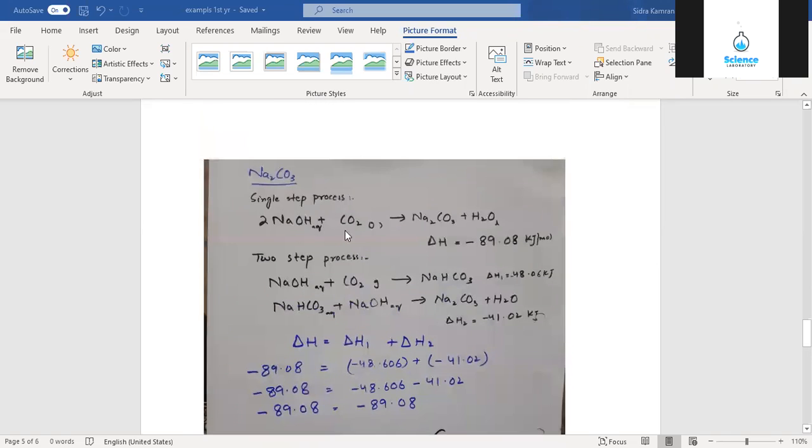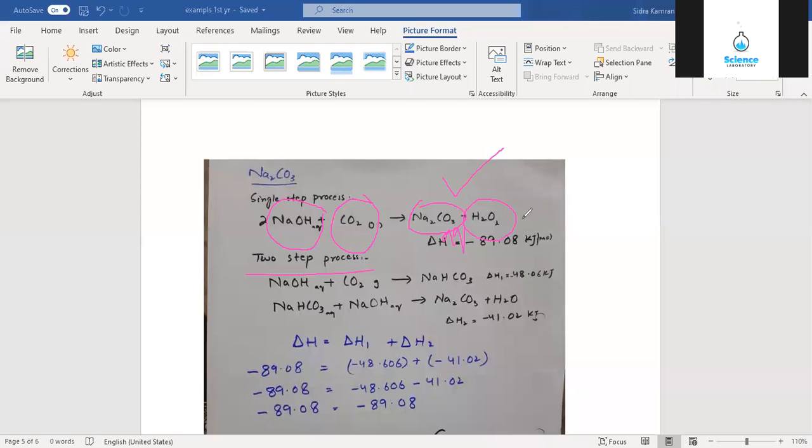You are making sodium carbonate in a single step or by two different steps. Sodium carbonate is formed when sodium hydroxide in aqueous form reacts with carbon dioxide in gaseous form. They react together in a 2 to 1 mole ratio. They will form sodium carbonate plus water. Water is in liquid form, and your sodium carbonate is in aqueous form.